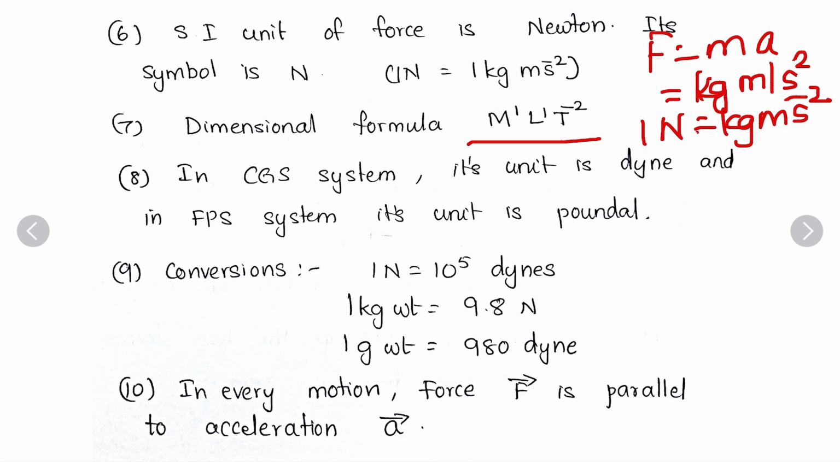Then other systems, let us see. In SI system the unit is Newton. In CGS system it is dyne. Please remember the points. And in FPS system it is poundal. Then conversions. We have to know these conversions for numericals. In some numericals they give kg weight, gram weight. In such cases we should know what the conversions are. 1 Newton is equal to 10 to the power of 5 dynes. 1 kg weight is equal to 9.8 newtons. 1 gram weight is equal to 980 dynes.